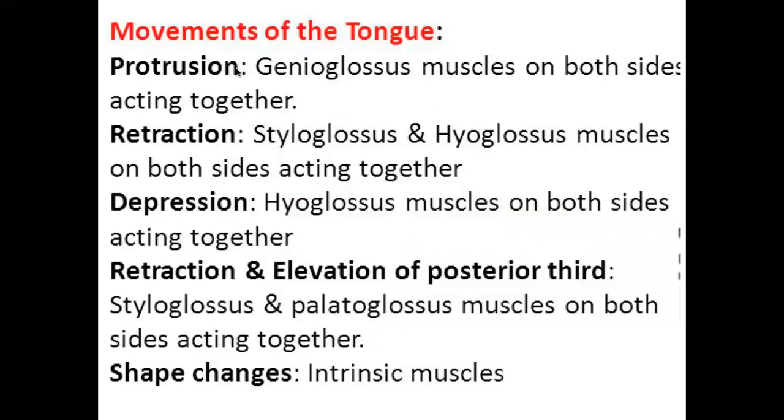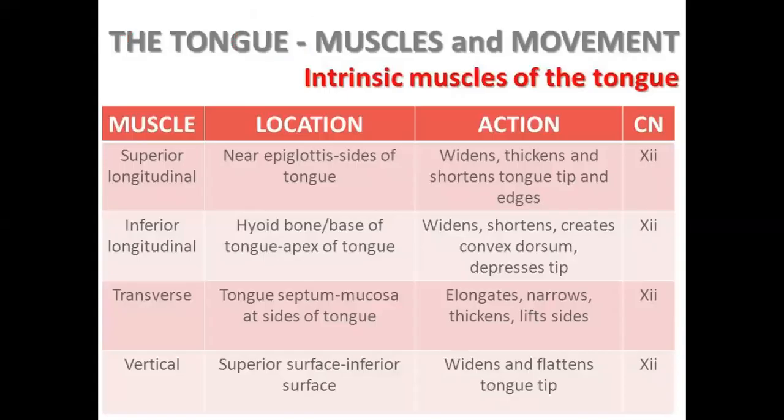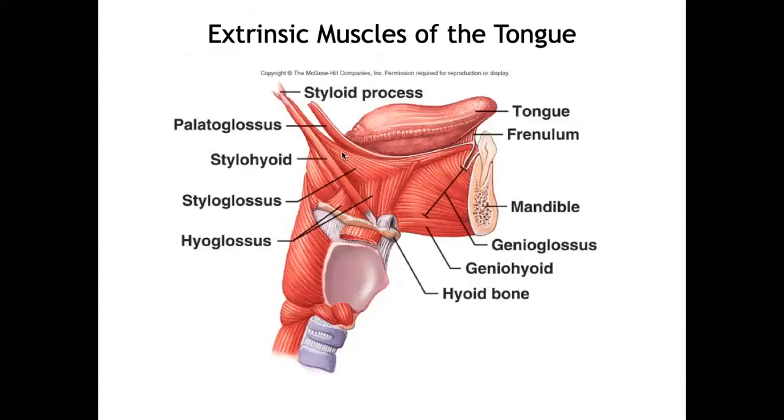So what are the movements of the tongue? Now see here, protrusion. Protrusion means the tongue coming out. Which muscle is causing that? The genioglossus muscles on both sides, when they act together, pull the tongue out. That is called protrusion. In the same way, if it is going back, that is called retraction. Styloglossus and hyoglossus. Now see here, let's see the previous picture. Styloglossus and hyoglossus. When they pull the tongue, what happens?